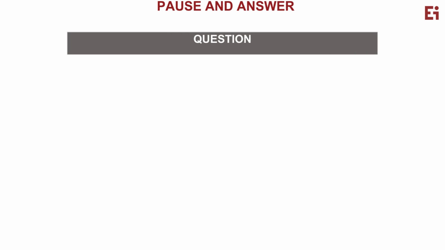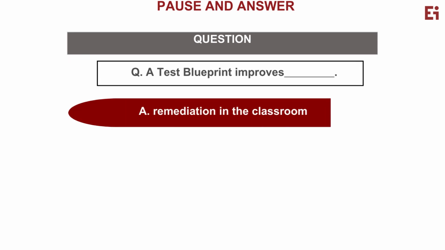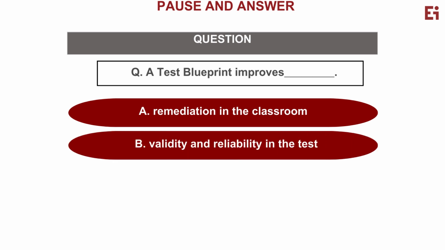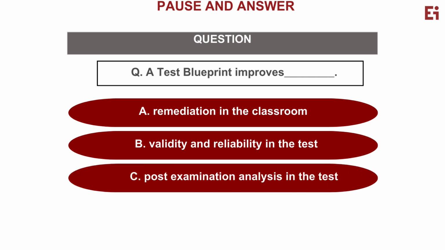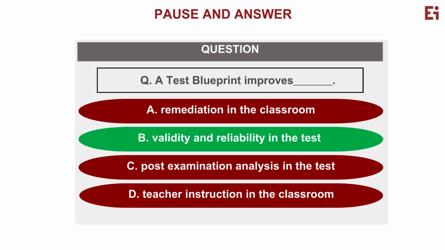Pause and answer this question. A test blueprint improves dash. A, remediation in the classroom; B, validity and reliability in the test; C, post-examination analysis in the test; or D, teacher instruction in the classroom. The answer is B. That's validity and reliability in the test.